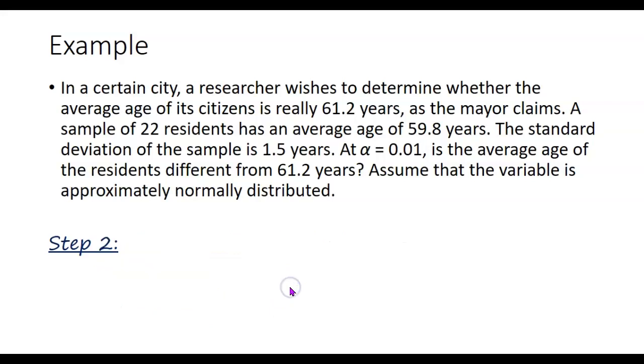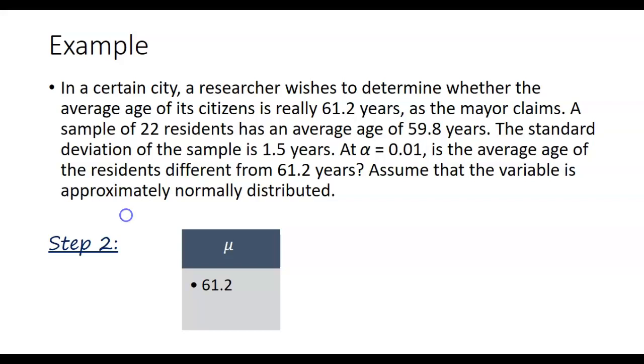Now for step 2. What are we using for mu? That's the number that we just wrote down in the null and alternative hypotheses. That was 61.2. What number are we putting in for x bar? That's the sample mean. That would be the average age of just the people in the sample. And it said here the sample of 22 residents has an average age of 59.8 years. So x bar would be 59.8.